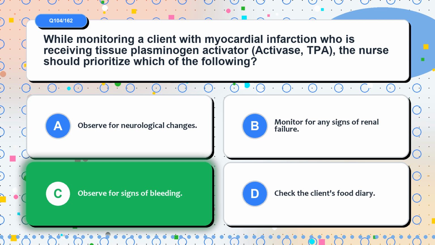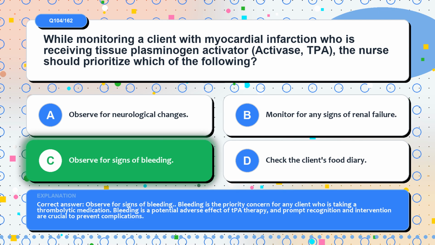The correct answer is option C. Observe for signs of bleeding. Bleeding is the priority concern for any client who is taking a thrombolytic medication. Bleeding is a potential adverse effect of TPA therapy, and prompt recognition and intervention are crucial to prevent complications.